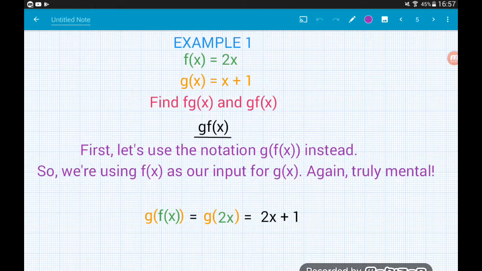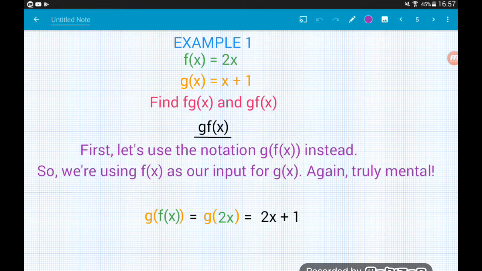Okay, so for g of f of x, this time we're substituting the f function into the g function. So again, we're going to bust out the notation g with the brackets around the f of x. Again, we're substituting the f function into the g function. So everywhere in the g function where there's an x, it now becomes the f function.